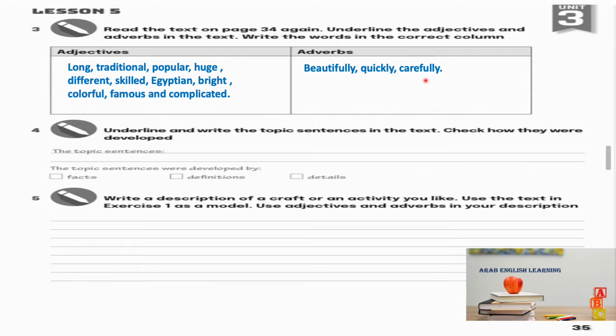And when you write, you have to use adjectives to describe anything you talk about. Exercise 4. Underline and write the topic sentences in the text.